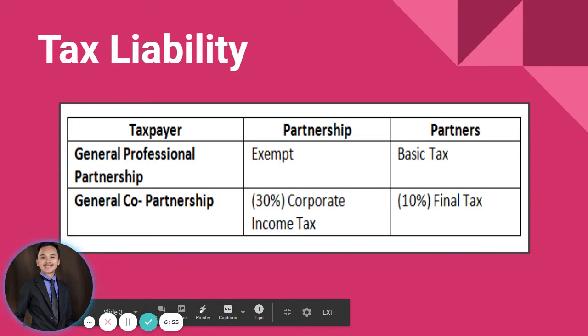So 10% if the taxpayer or the partner is a resident citizen, resident alien, or non-resident citizen. 20% if the taxpayer or the partner is a non-resident alien engaged in trade or business. And then 25% if the partner is a non-resident alien not engaged in trade or business.